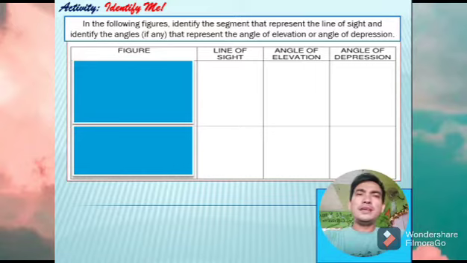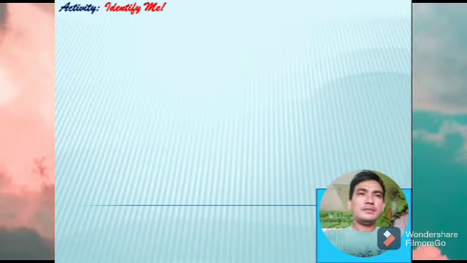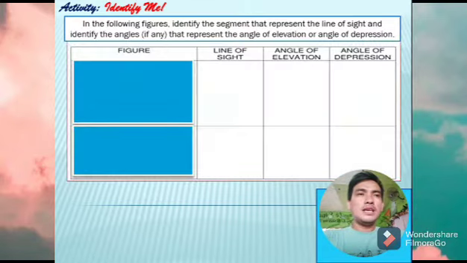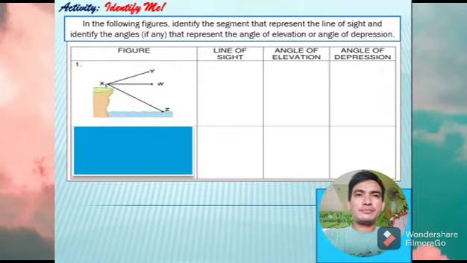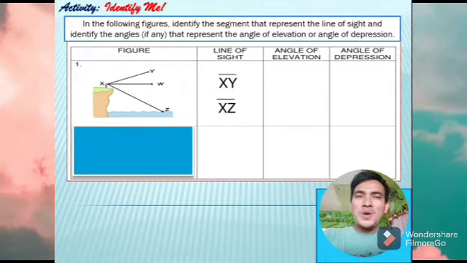We have here the column, the figure, the line of sight, angle of elevation, angle of depression. Let's have the first figure. Okay, there you go, the first figure. Is there any line of sight? If you will be standing over here as our X, where is your line of sight? Well, the answer is segment XY and segment XZ.